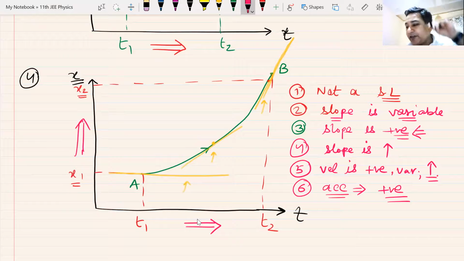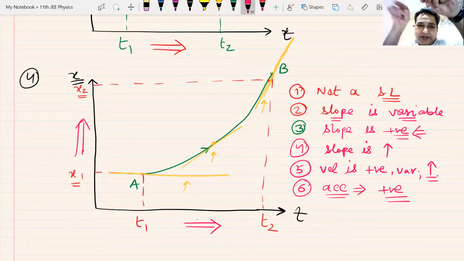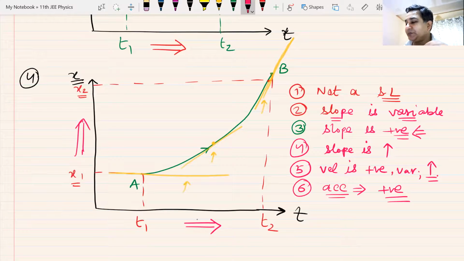Am I clear? Is everyone getting my point? Velocity is positive and velocity is increasing. That means acceleration has to be positive. Am I clear? Can I have a raise of hands?